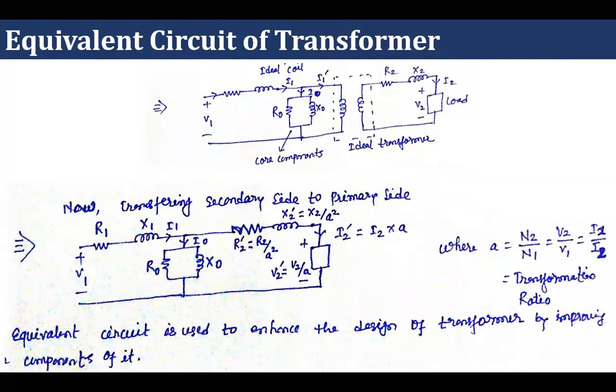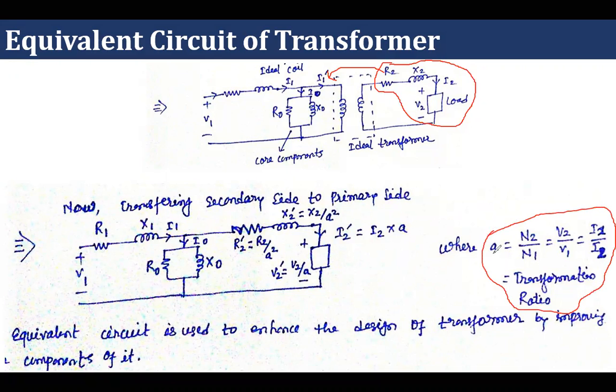In step number 3, we are going to transfer all the quantities which are towards the secondary side to the primary side. We are going to transfer all the quantities, whether it is resistance, reactance, voltage, current, all will be transferred to the primary side, so that we'll have the final equivalent circuit. Now, how will these components be transferred to the primary side? It will be transferred with the help of the transformation ratio.